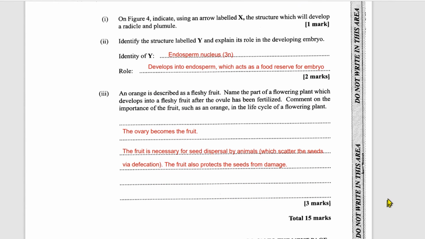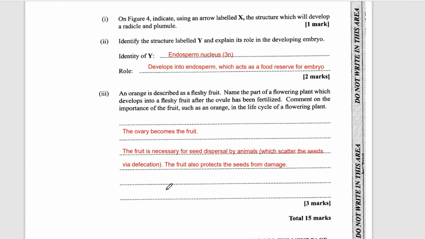Last one here in this question. An orange is described as a fleshy fruit. Name the part of a flowering plant which develops into a fleshy fruit after the ovule has been fertilized. Comment on the importance of the fruit, such as an orange, in the life cycle of a flowering plant. Well, first of all, the part that becomes the fruit is the ovary, and the flesh of the fruit is actually the pericarp. Right? So you could put that too.